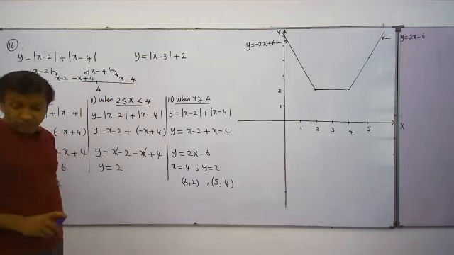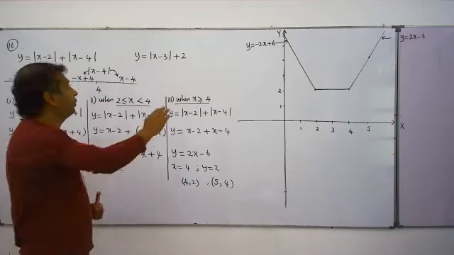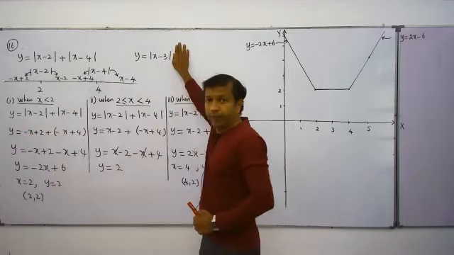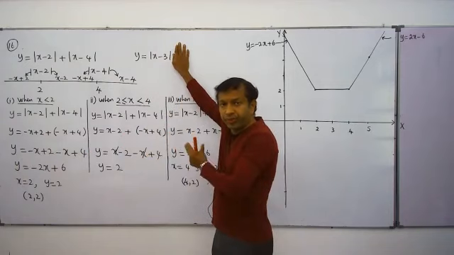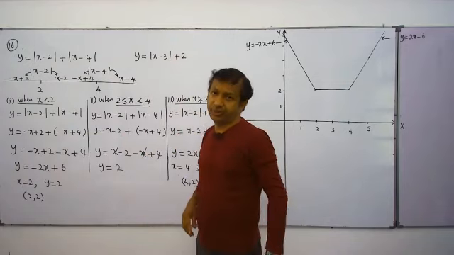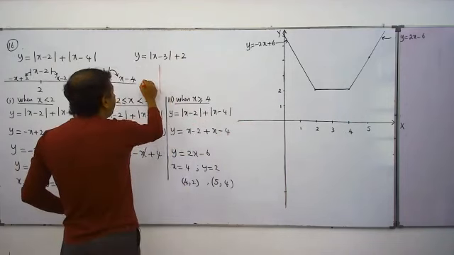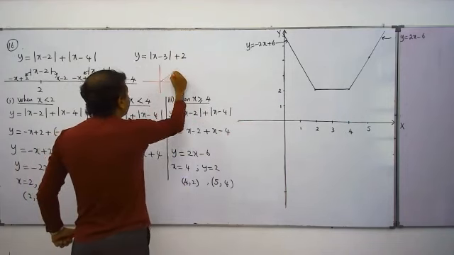y equals mod x minus 3 plus 2. How to draw this y equals mod x minus 3? Mod x graph, we have to shift rightward by 3 units. Adding 2 means that it should be lifted upwards by 2 units. Understood? Then if I roughly explain that, people, this is the y equals mod x graph.